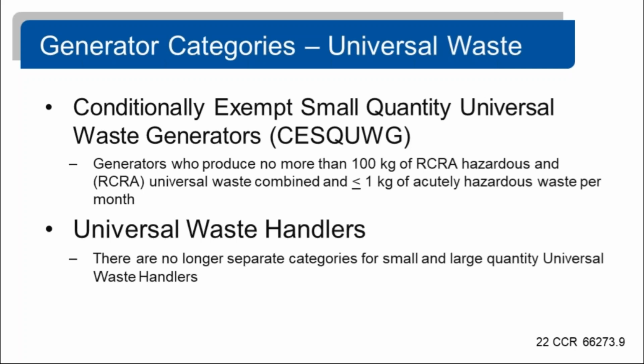We are on generator categories for universal waste. Conditionally exempt small quantity universal waste generator. We still use that phrase conditionally exempt in California. You saw earlier on the previous slide a very small quantity generator. That has to do with the RCRA changes that are coming up, which are not yet implemented in California. So what we call those in California is a conditionally exempt small quantity universal waste generator. This is a generator who produces no more than 100 kilograms of RCRA hazardous waste and universal waste combined, and less than or equal to 1 kilogram of acutely hazardous waste per month.